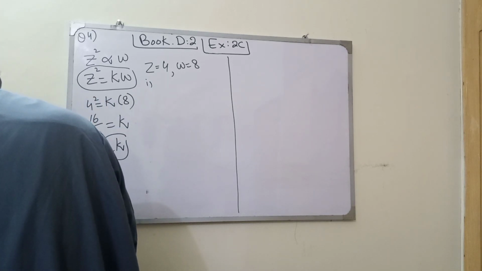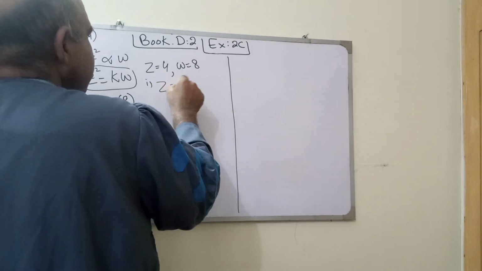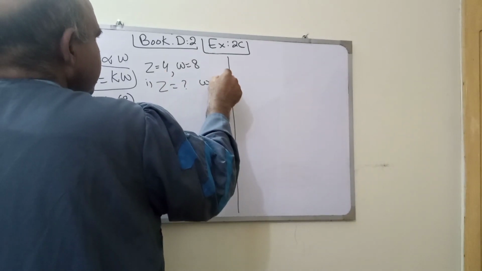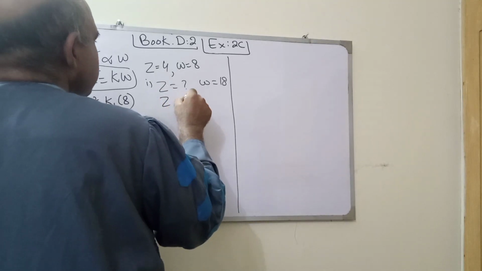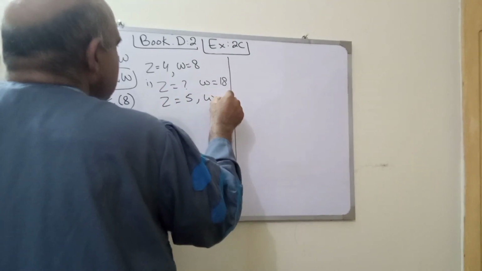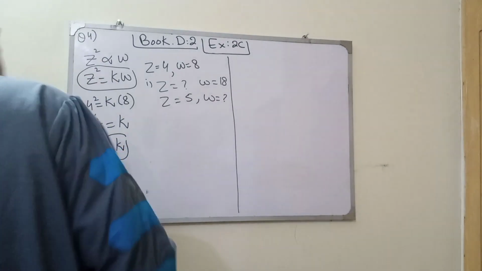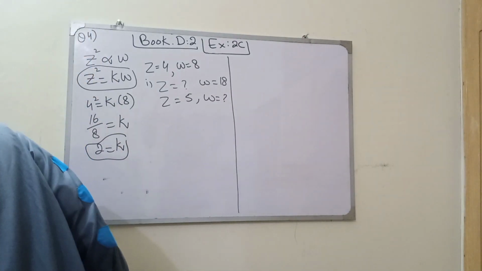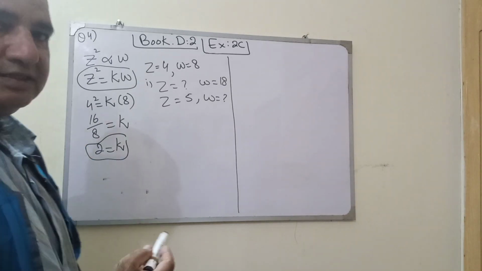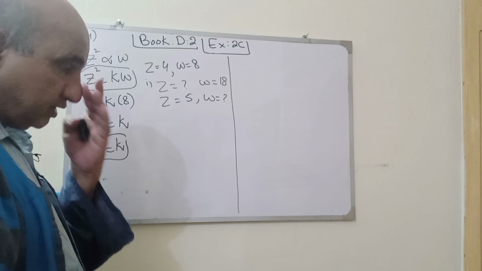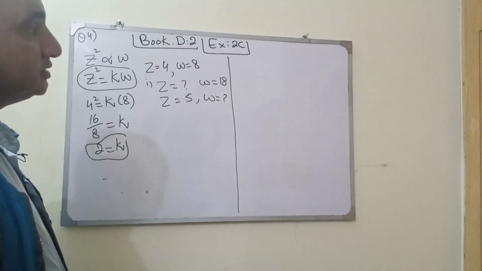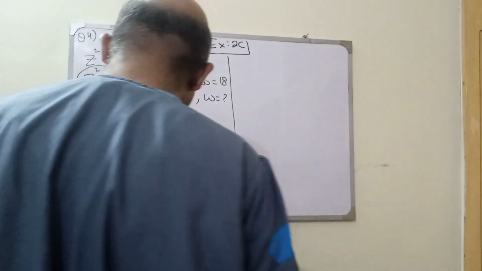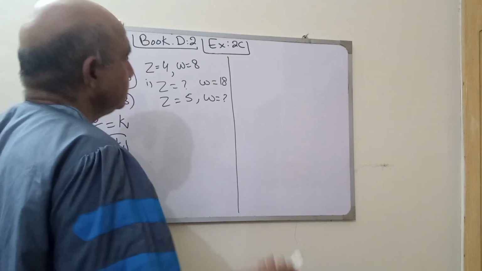We find z when w is 18. Again, he is saying to find w when z is 5. And similarly, we have to draw the graph as we have done in the previous question. I'll try my best to draw this and check the values possible for this small board. I'll rub all the board.